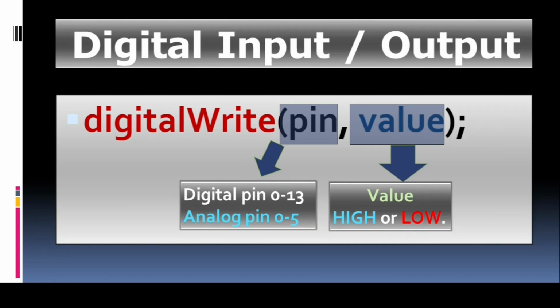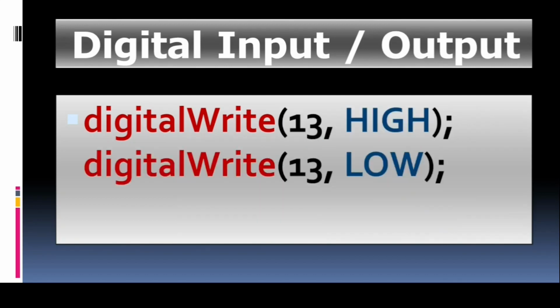As we write HIGH in place of value, it enables the internal pull-ups. As we write LOW in place of value, it disables the internal pull-ups. There is a 20K built-in resistor in the ATmega328 microcontroller which we use in Arduino. Here you can see examples of digitalWrite.